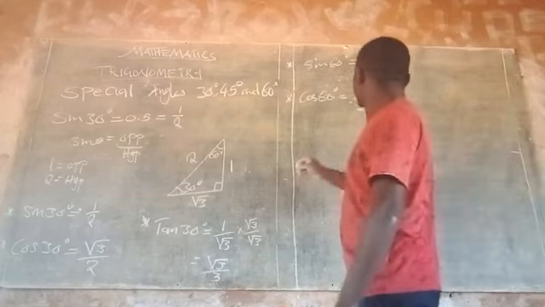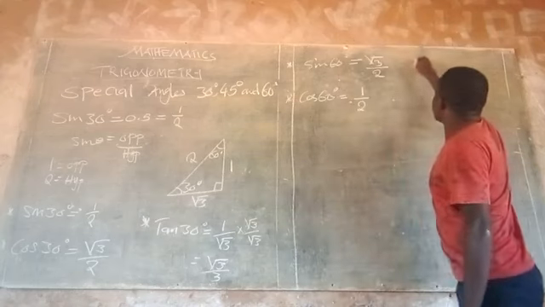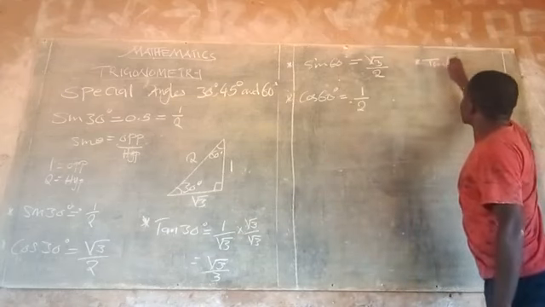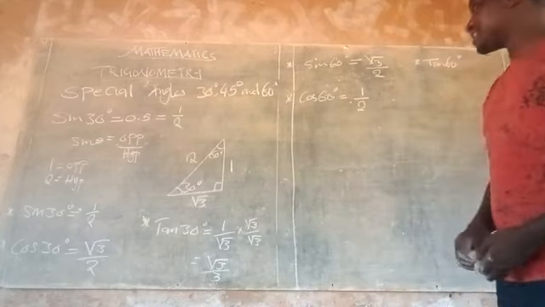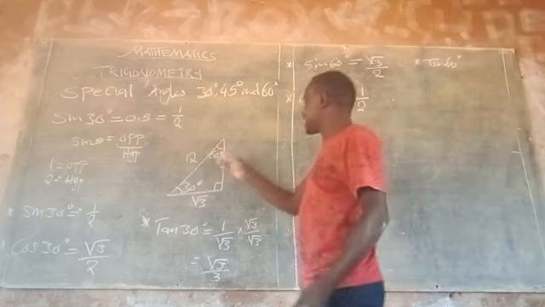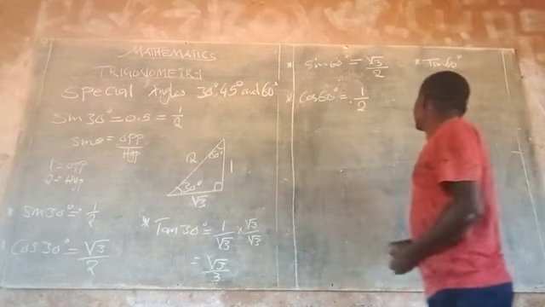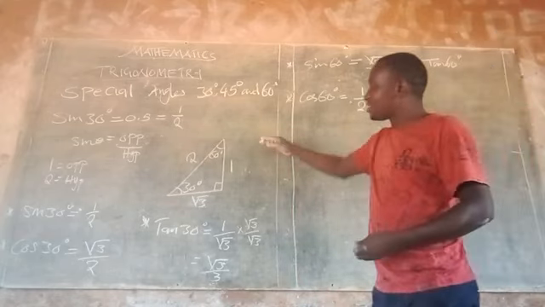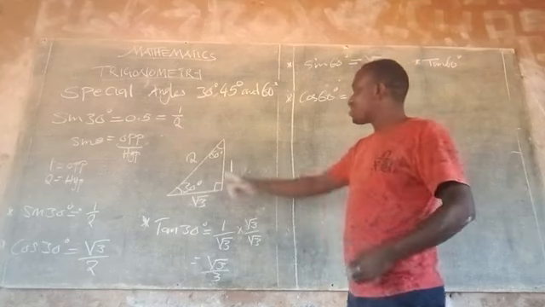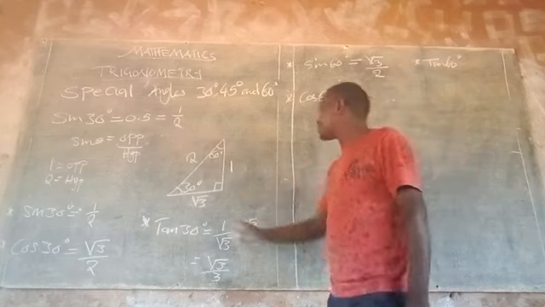Okay. So we'll go to tan 60 degrees. Tan 60 degrees. If you look at this triangle, we know that tan theta is simply opposite over the adjacent. Which side is opposite to that? Is root of 3.